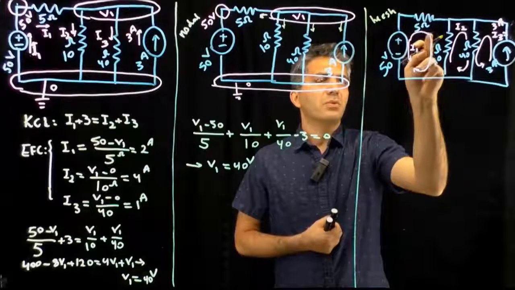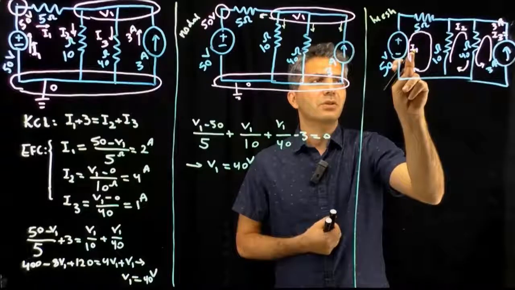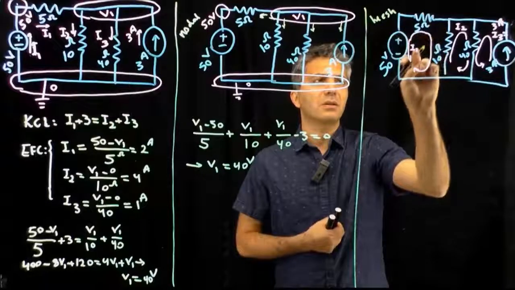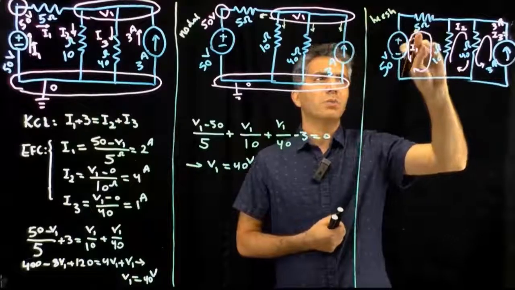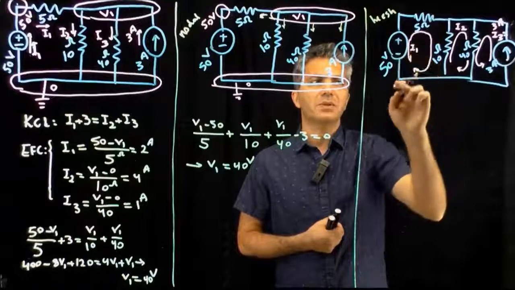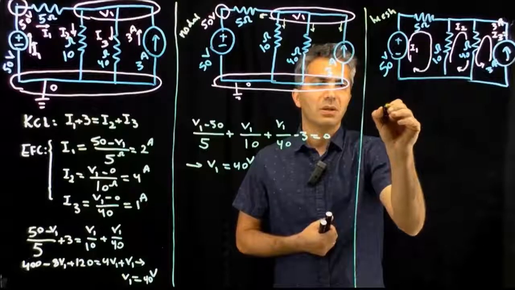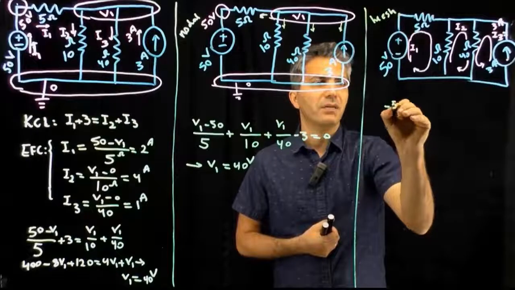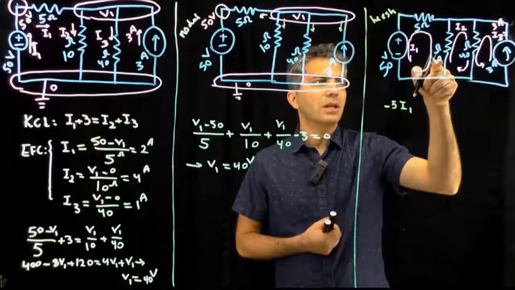So going through the 5 ohm, the potential difference that I lose across the resistance based on Ohm's law would be 5 ohm times the current I1. So minus, let's say I start from that node, minus 5 I1. Then I get to the 10 ohm.